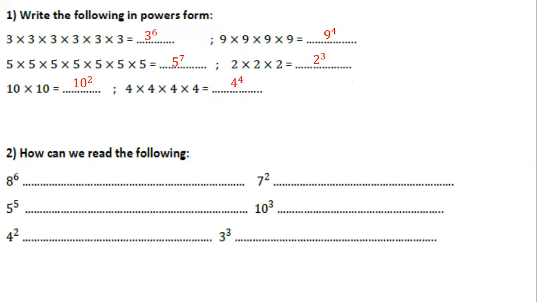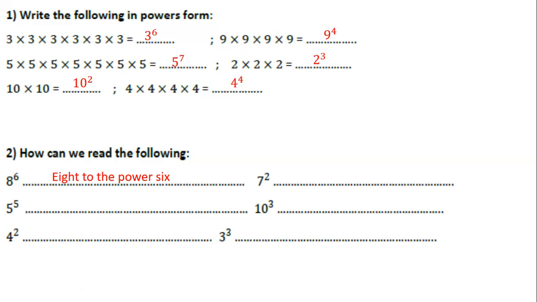Adam? Yes, miss. Who's saying yes, miss, Adam or Ghadi? Ghadi, sorry, miss. Okay, Ghadi, don't worry. Read number 2, Ghadi, please. How can we read the following? 8 power. You're lagging, Ghadi. Yes, so the first one, we read it 8 to the power 6.